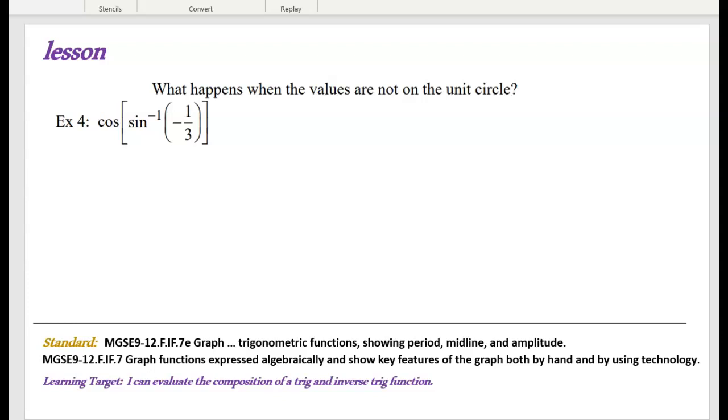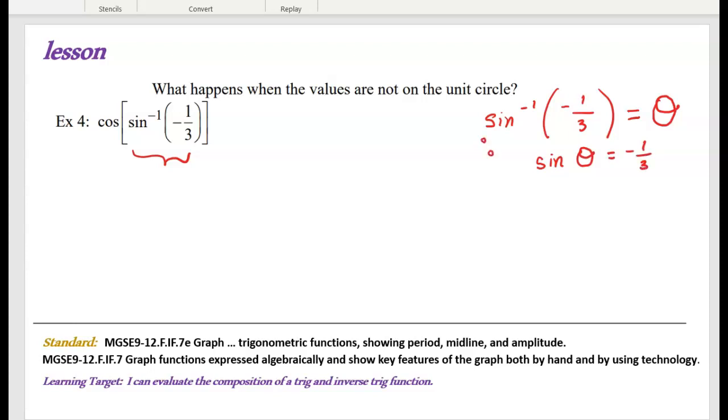So here's what I mean by all of that. So here's an inverse function. So here's what we have. Sine inverse of -1/3 equals, I don't know, I'm going to call it theta, because remember, we're thinking backwards. So here's what we're kind of thinking. Sine of some angle equals -1/3. Remember, this is kind of our thought process, just like in our last video.